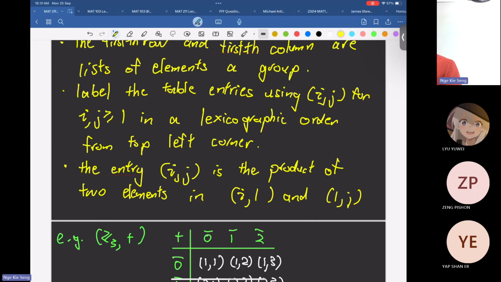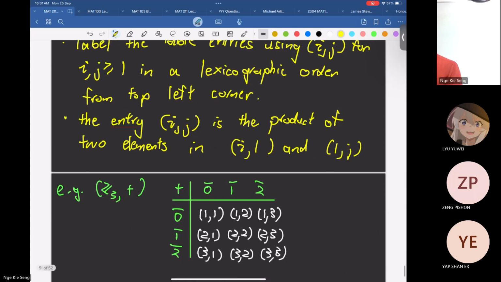Okay, in this case here, let me think. This row is 1. So this is 1,1. This is 1,2. This is 1,3. This is 1,4. And then this is 2,1. Sorry, this is 4,1.